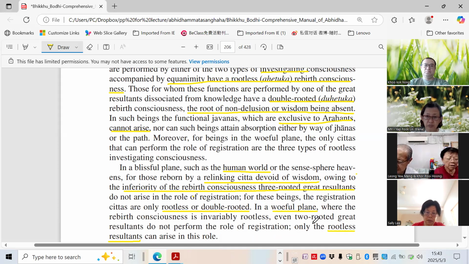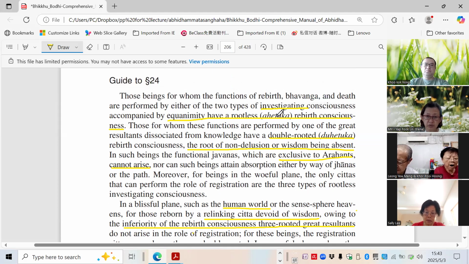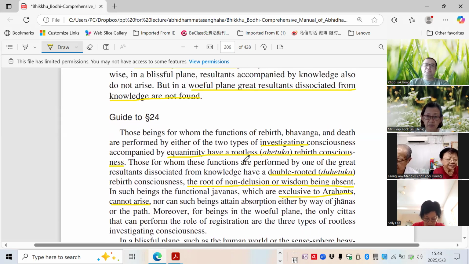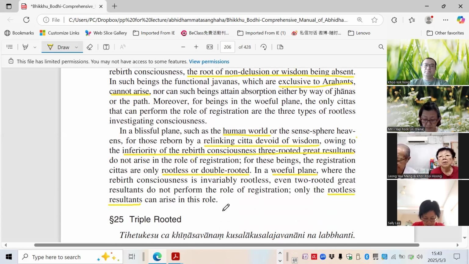With this, the rootless resultant through the investigating. Okay. Then here you see they say the root of non-delusion. Number 1, the functional jhana just for Arahants only. You cannot arise. Just Arahants can arise, can have this root of non-delusion only.